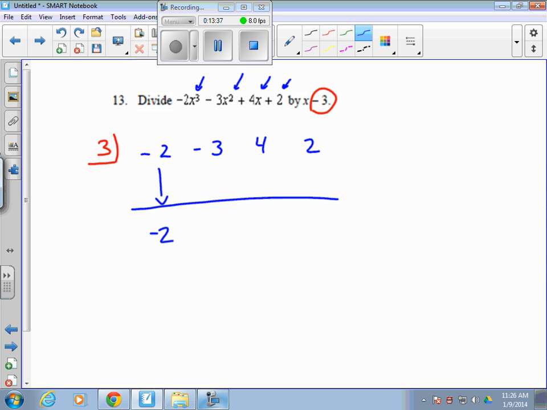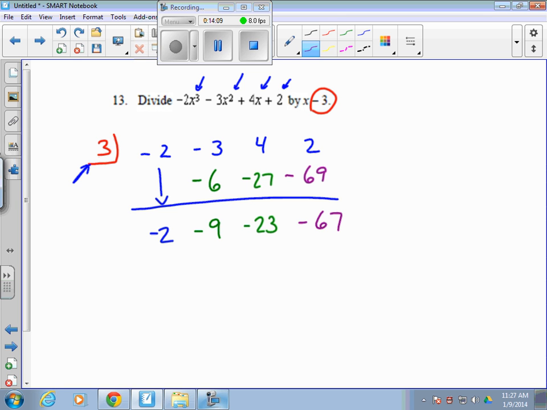Then you multiply it by the 3. So negative 2 times 3 is negative 6. Then you combine negative 3 and negative 6 and get negative 9. Multiply it by 3 and get negative 27. Combine 4 and negative 27 and get negative 23. Then multiply negative 23 times 3 and get negative 69. Combine 2 and negative 69, you get negative 67. Okay? So that's going to create our answer right there.